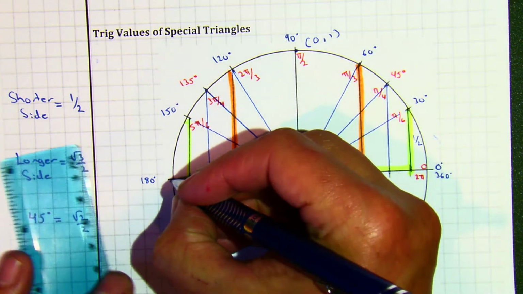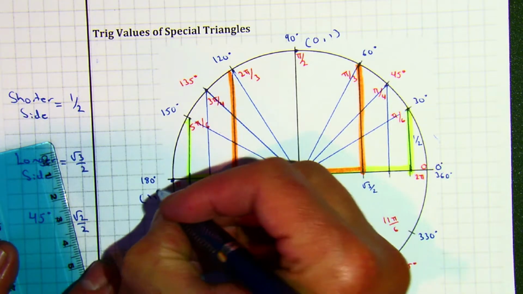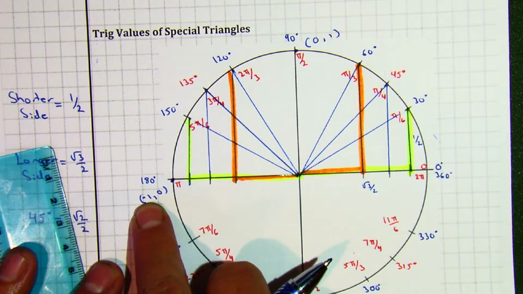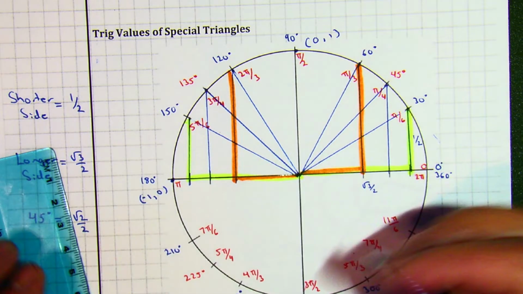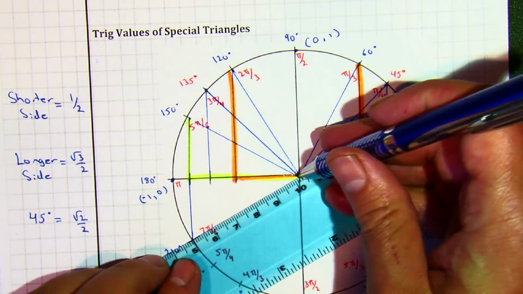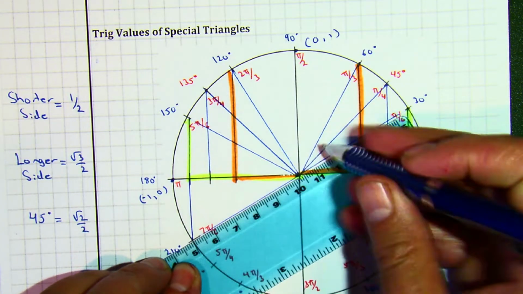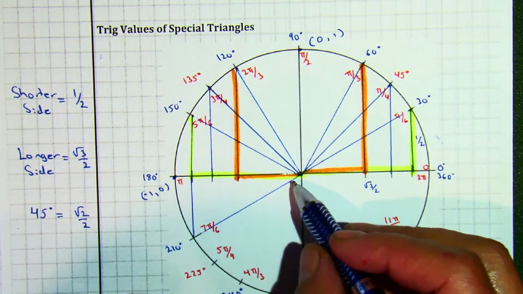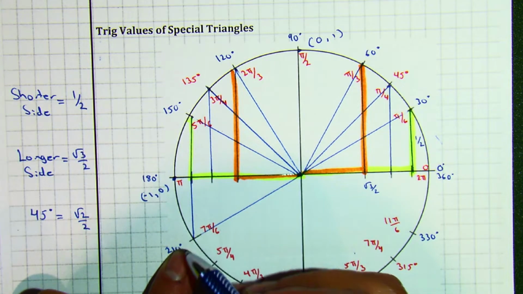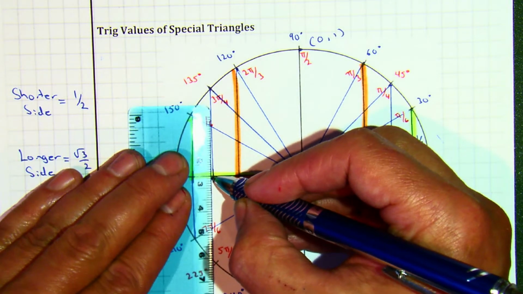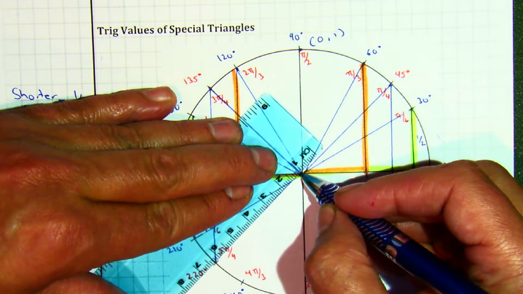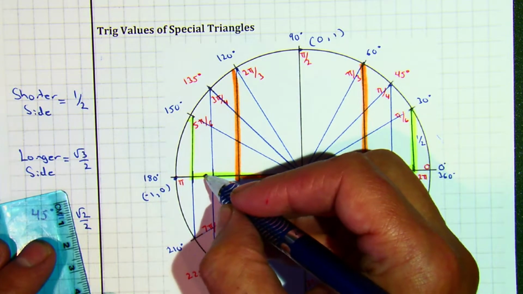At 180 degrees, we're going to use the coordinates of the point, which is (-1, 0). So therefore your cosine is negative 1, your sine is 0. Once we get to 210, that'll be negative 1/2, and your cosine is negative square root of 3 over 2. So for 210, your cosine is negative, and your sine is also negative. For 225 degrees, your sine is negative square root of 2 over 2, and your cosine is also negative square root of 2 over 2.